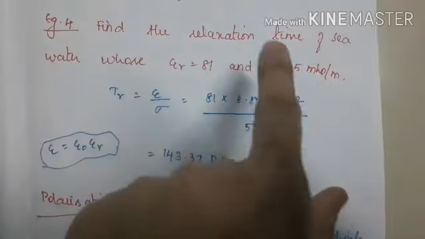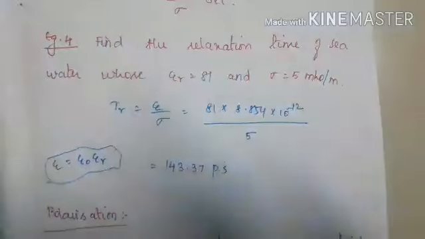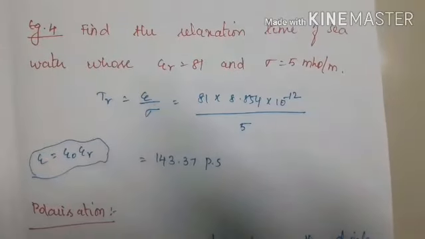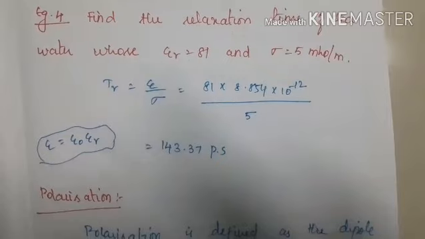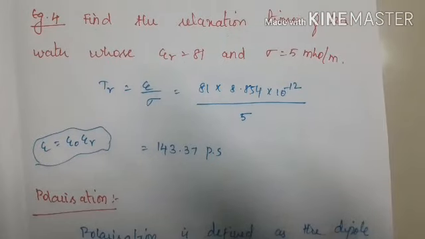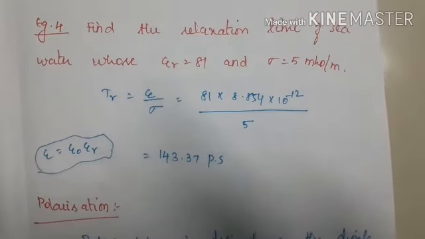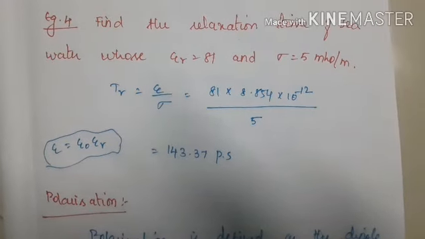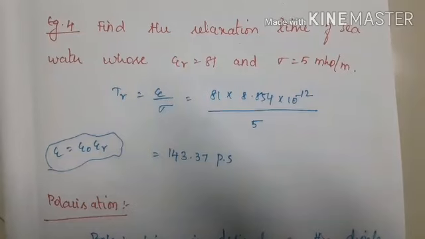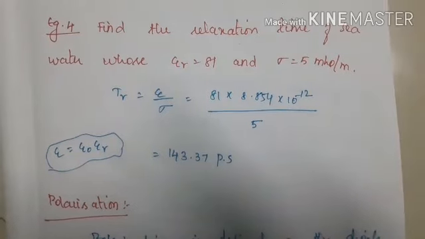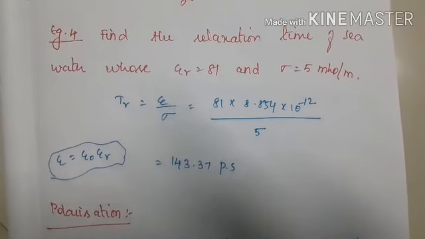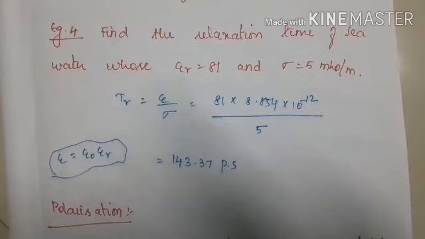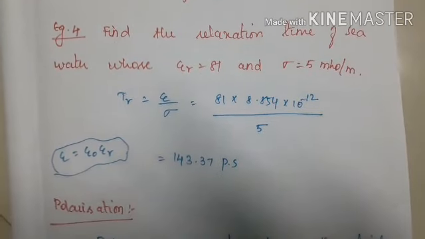I just substituted, divided with conductivity, that is 5. So our final answer is 143.37 picoseconds. So it is relaxation time, which has the unit of seconds. So I substituted the value as picoseconds, right? These are all very important topics that I am covering in this video.